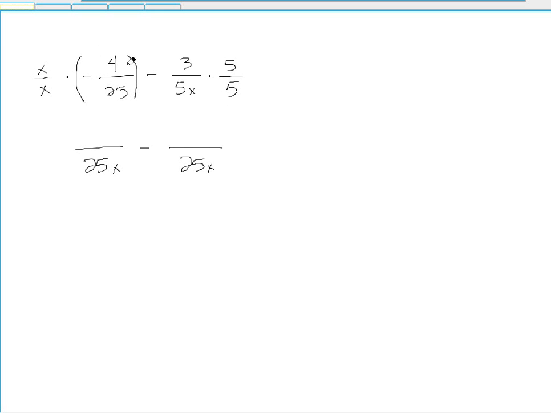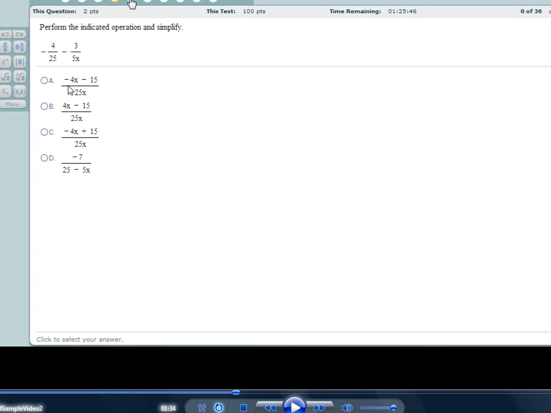You've got x times negative 4, and then over here 3 times 5. Now you're ready to put your numerators together: negative 4x minus 15 over the common denominator of 25x. If you go over and take a look here, there it is right there, right off the bat, choice A.